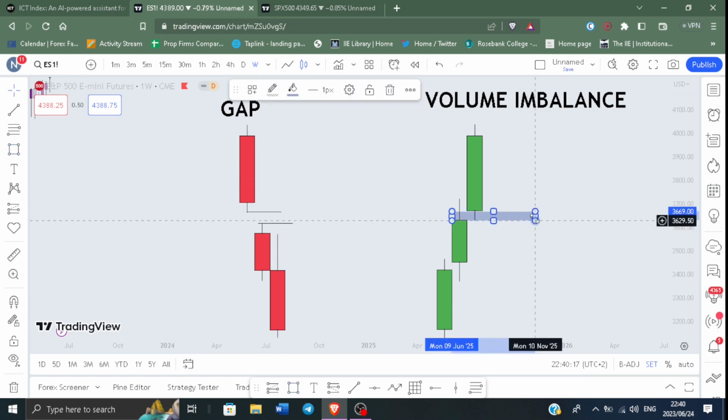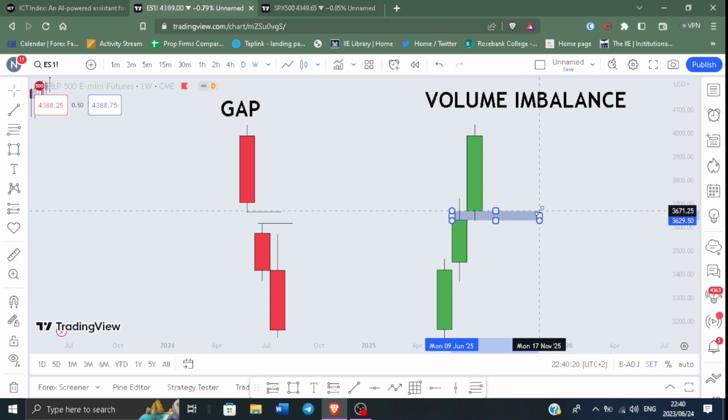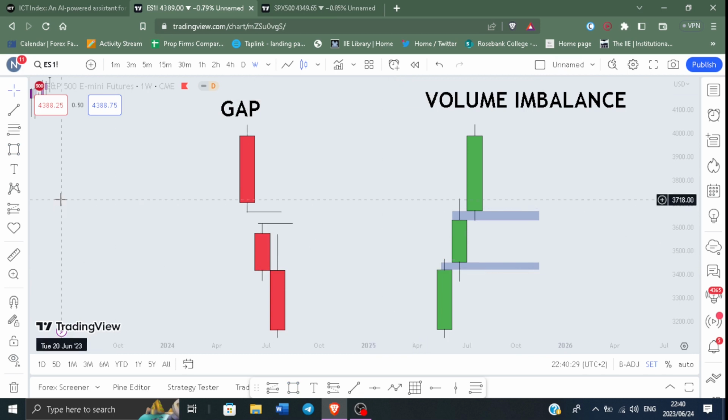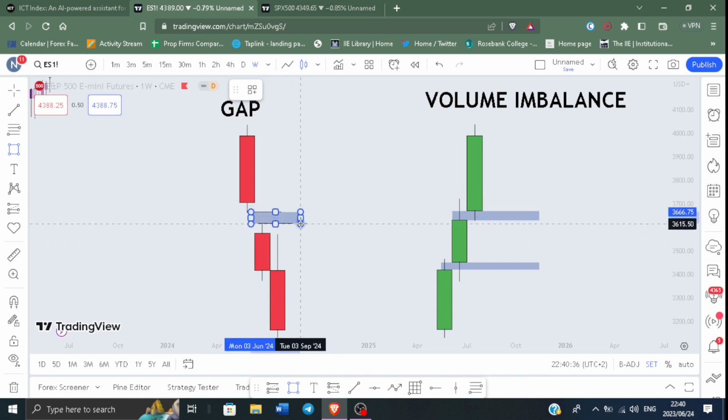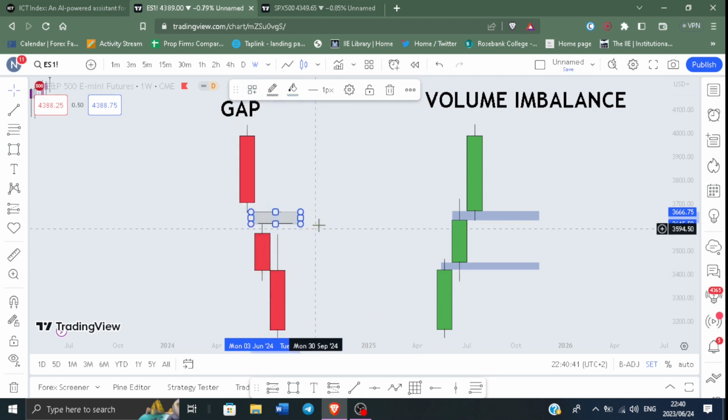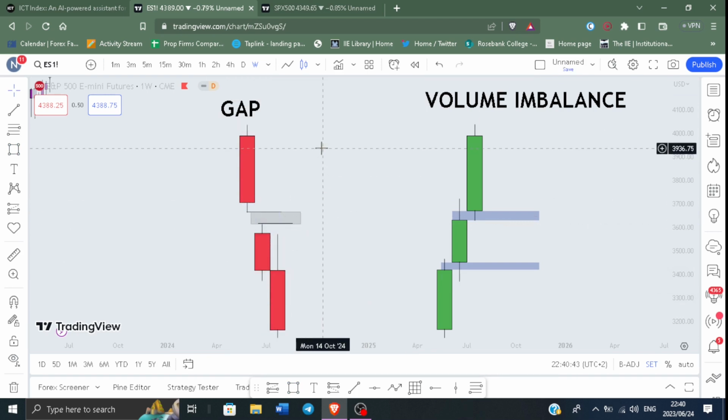And if we mark that out, this is a volume imbalance. And at the bottom, there's another one right here. That would also be a volume imbalance. But because the wicks don't overlap here, this is a gap. So people often get them confused. I hope that the way I explained it now makes it much more simpler to understand the difference between a gap, also a liquidity void, and a volume imbalance.